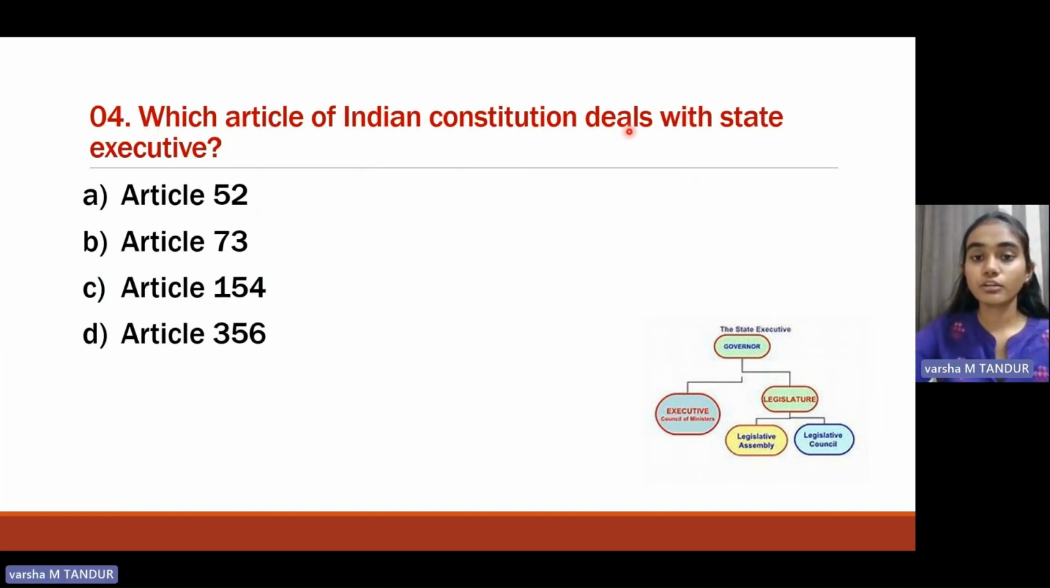Which article of the Indian Constitution deals with the state executive? Option A, Article 52, Option B, Article 73, Option C, Article 154, and Option D, Article 356. It is Option C, Article 154. So in this Article 154, we have a brief description that deals with the state executive policies.